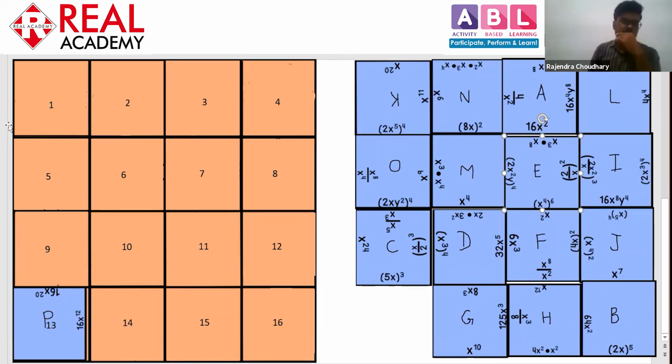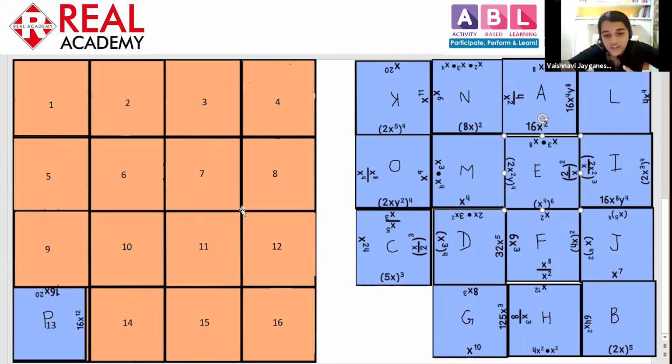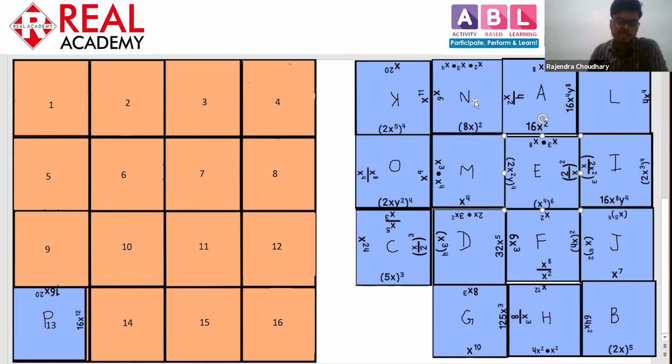Sir, please, if in one square there are two or four examples, do we have to write all of them? See, some of them are answers and some of them are questions. You will be able to tell the difference. For example, 16x raised to 20, how much more will you solve this? This is an answer, right? Correct? Yes, sir. Okay, this is an answer.